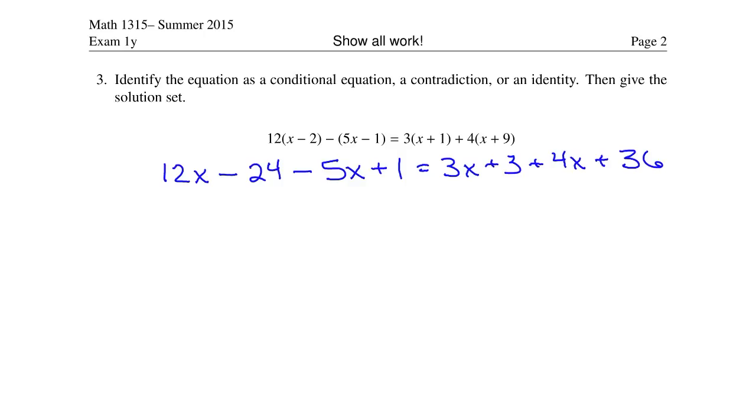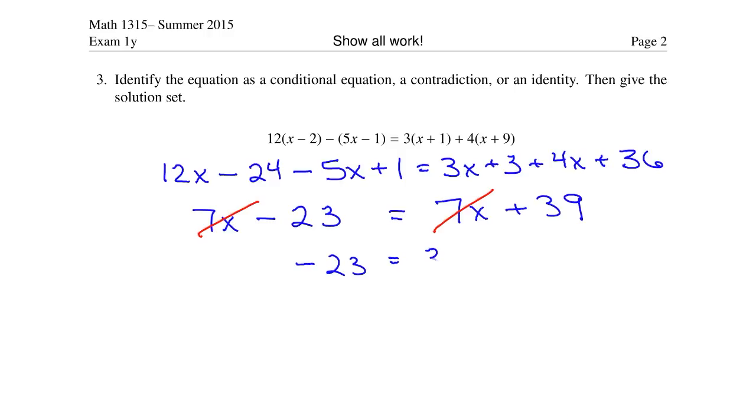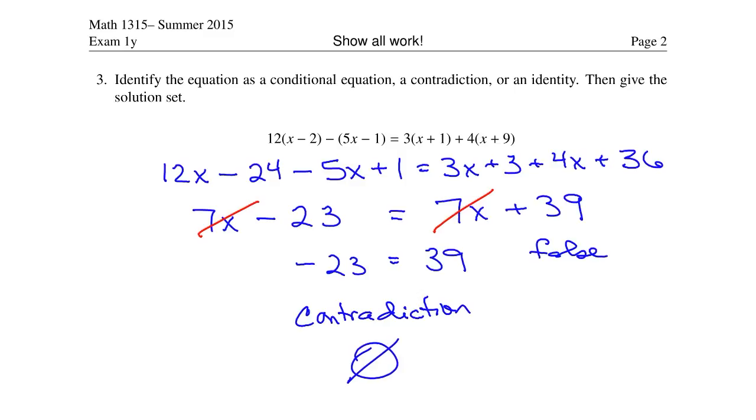Add the x's together on the left side. So 12x minus 5x is 7x. Add the numbers together. Negative 24 plus 1 is negative 23. Add the x's together on the right side. 3x plus 4x is 7x. 3 plus 36 is 39. The 7x's cancel. And that leaves me with negative 23 is equal to 39. That's false. And so we have a contradiction. And the solution to a contradiction is the empty set.